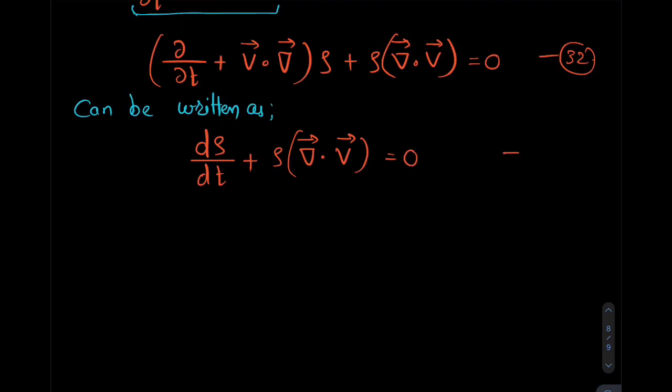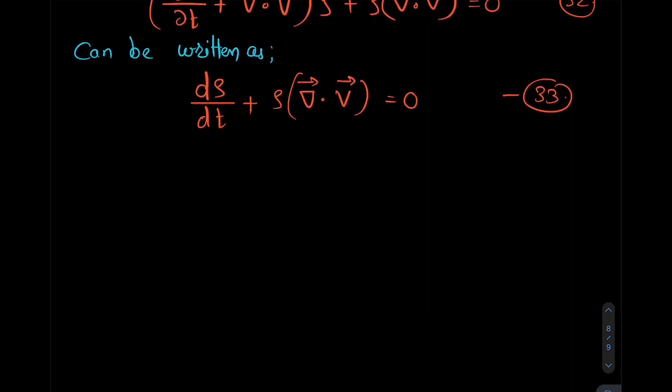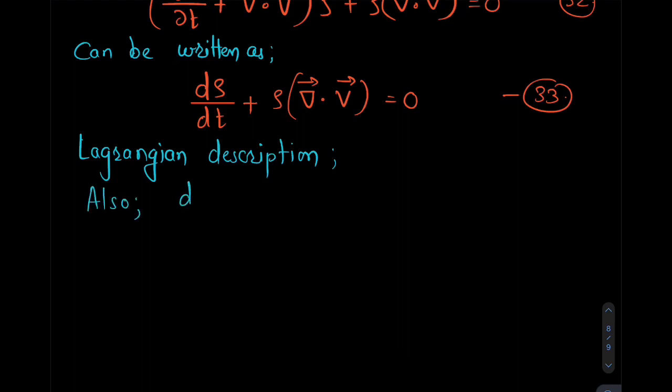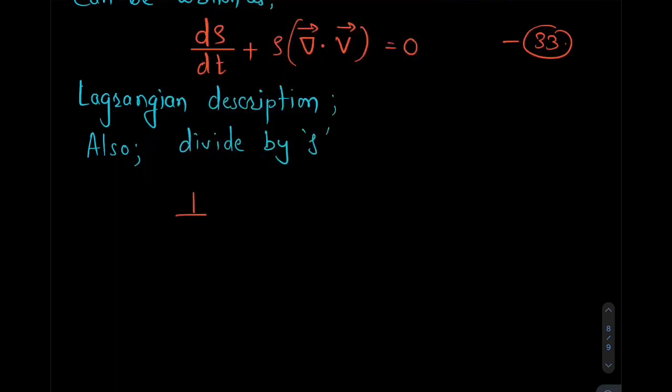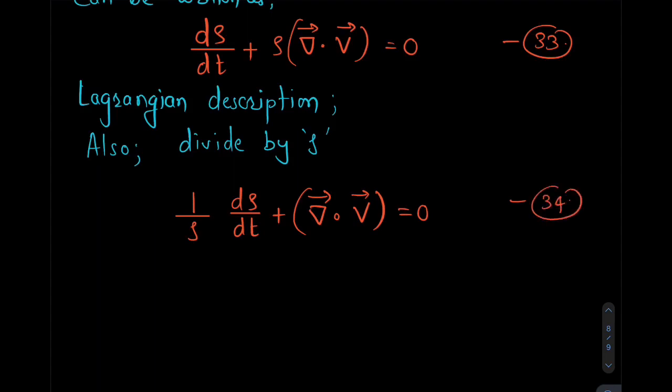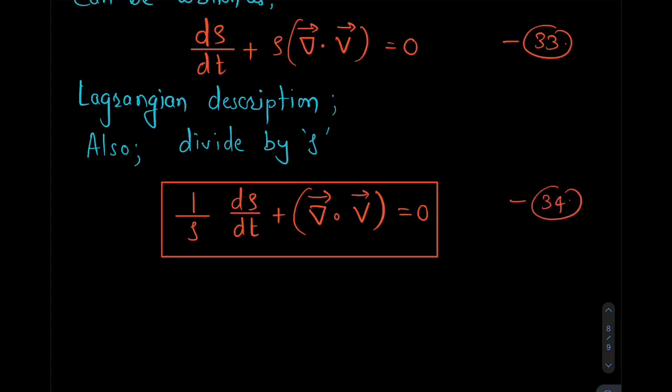Kindly note that here D is not an ordinary differential, it is a total differential, since velocity is dependent on three variables. So this is what we call a Lagrangian description. We have an alternative form for this: we can also divide by rho. We can rearrange this expression as 1 over rho into D rho Dt plus del bar dot v bar equals 0. So that's it. Thank you. These are the results.